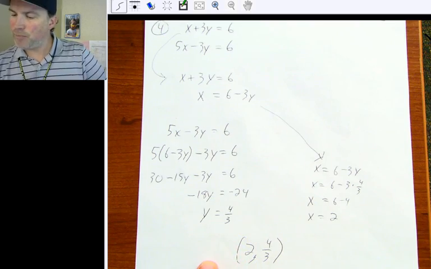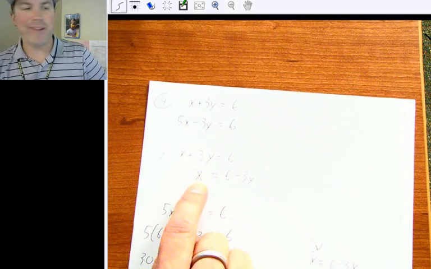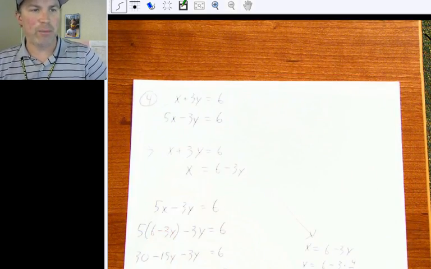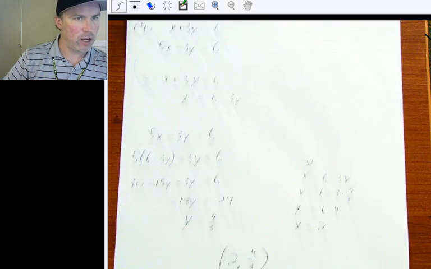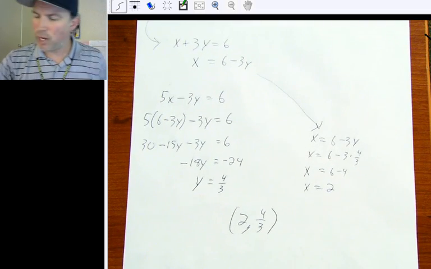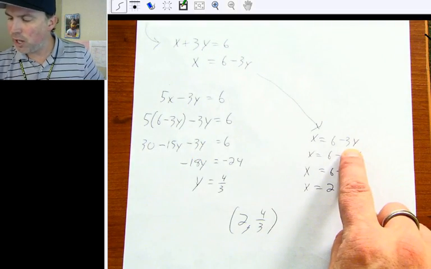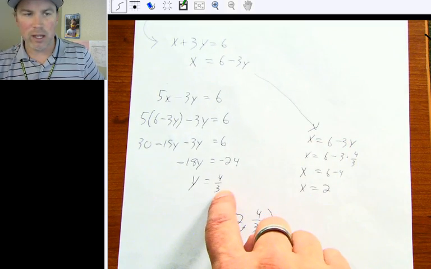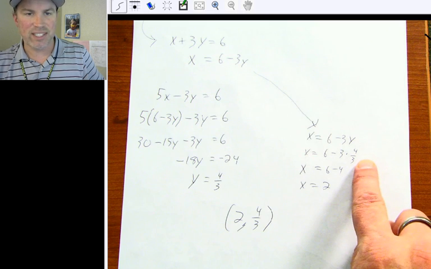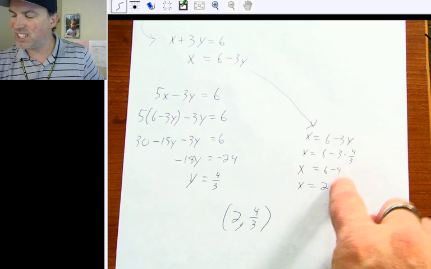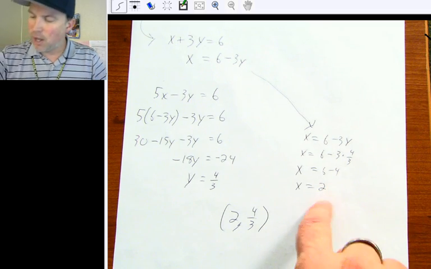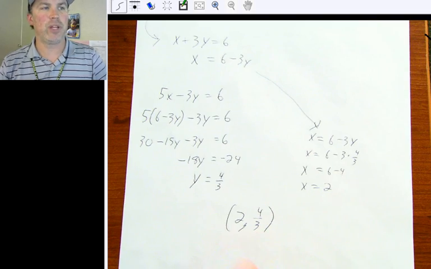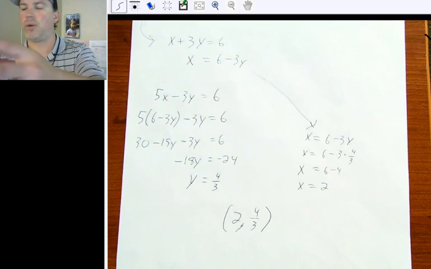Then, I already had an equation that said x equals, and I am looking for an x value. Sorry, we're losing some contrast here. So I used this x equals equation. Everywhere I saw a y, I plugged in the 4/3. 3 times 4/3 is 4. 6 minus 4 is 2. So my x coordinate is 2. Put your answer as a coordinate, and your answer is (2, 4/3).